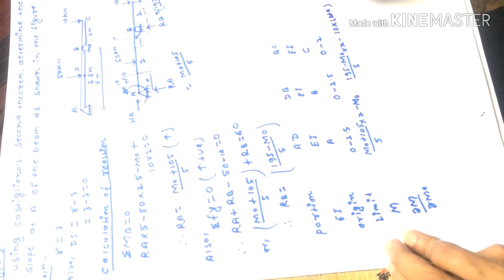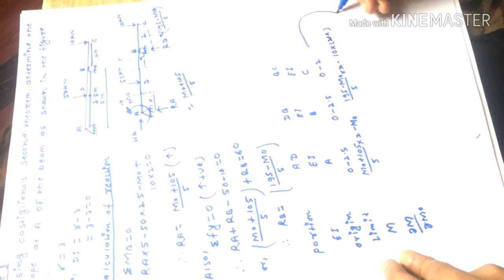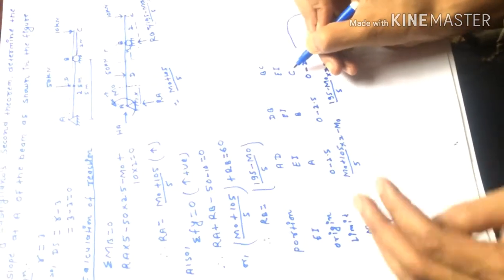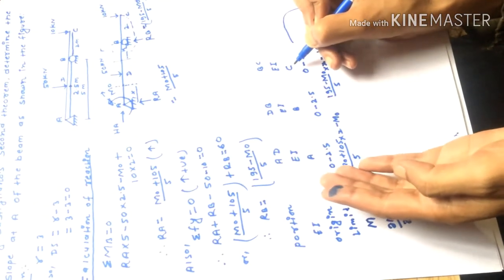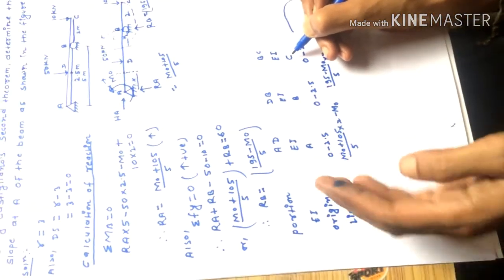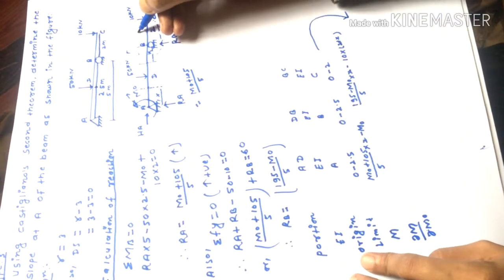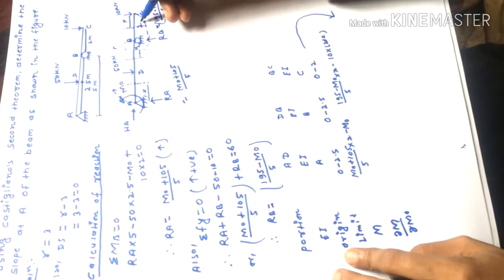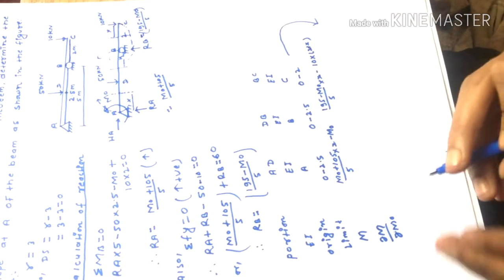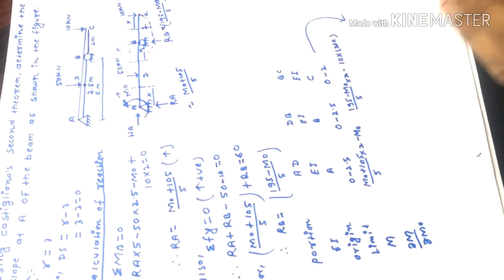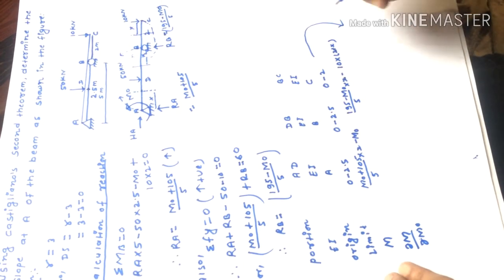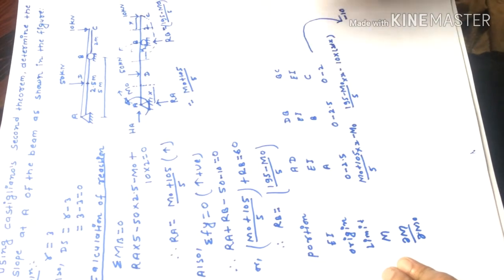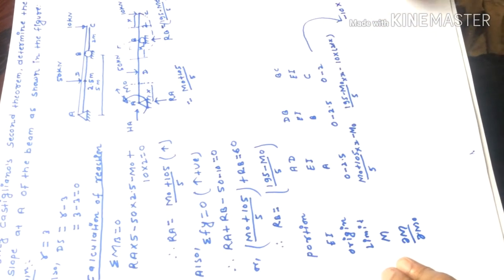Next, for portion BC, here C is taken as origin. Let us take a section at x distance, so 10 will rotate this figure in clockwise direction, and on moving from right to left, clockwise moment is negative, so for portion BC, minus 10x, 10 into x, and the moment is taken as negative.